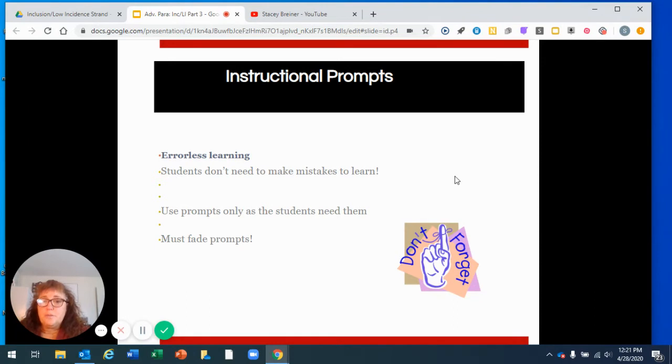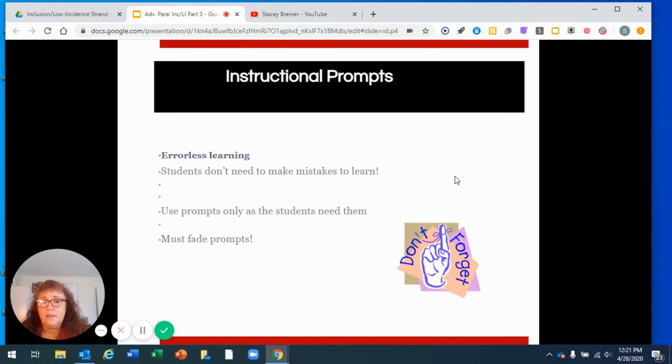When we're talking about instructional prompts, errorless learning. There is a huge misconception that students need to make mistakes, that they'll learn from their mistakes. They're not going to learn from their mistakes. They don't need to make mistakes to learn, because all too many times they learn the mistake. They don't learn the correct way. So we want to make sure that we provide multiple opportunities where they're getting the correct answer, the correct feedback. Because the more times they hear it, the more times they see it, the more times they'll get it. Okay? But if they make mistakes, 9 chances out of 10, they're going to learn the mistake and not the correct way to complete an answer.